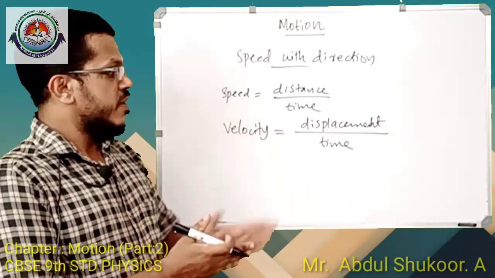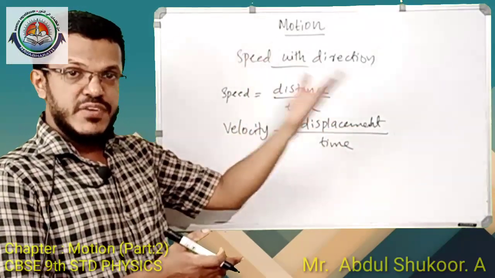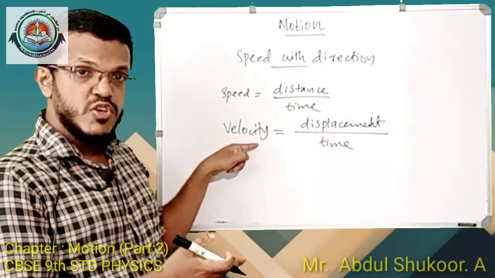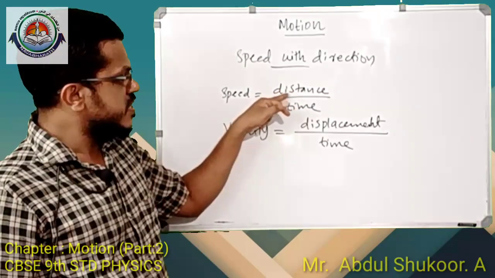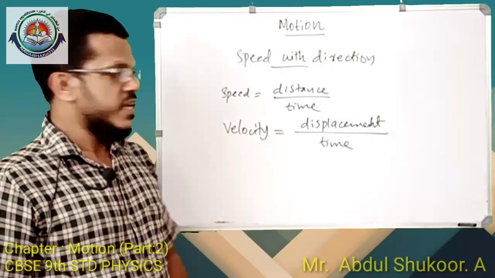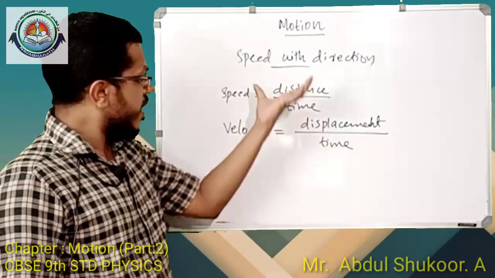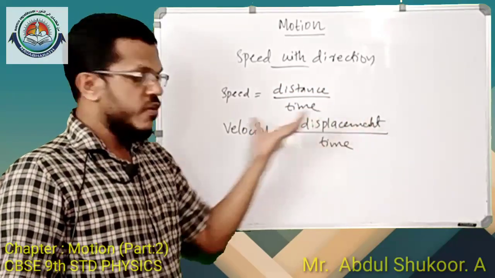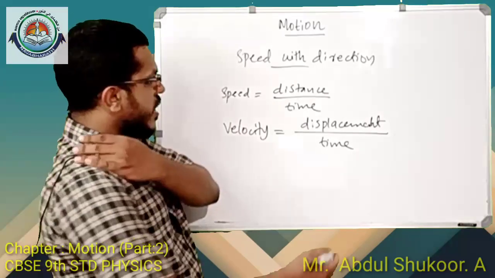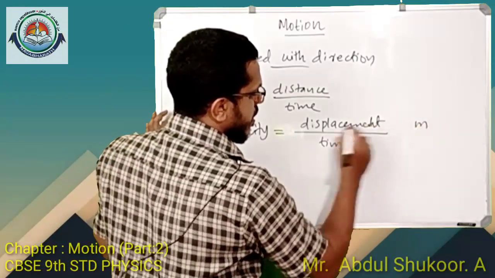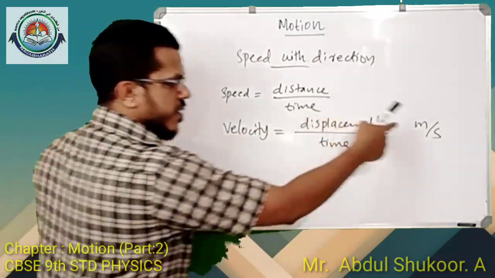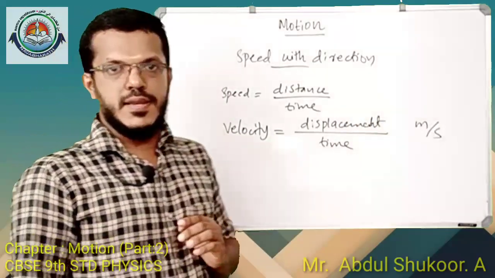Velocity is the speed of an object with a definite direction. We know that displacement has a definite direction. If you use displacement instead of distance, we get velocity instead of speed. That means the unit of velocity is the same. The unit of displacement is meter and time is second, so the unit is meter per second. The unit of speed and velocity is the same, that is meter per second.